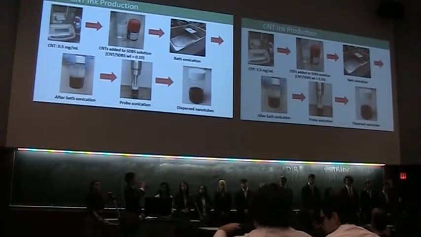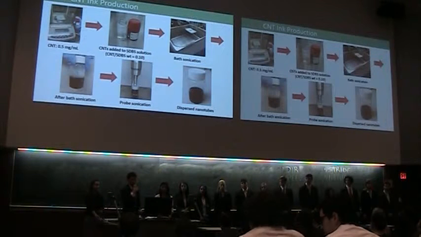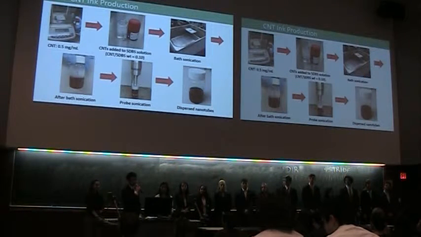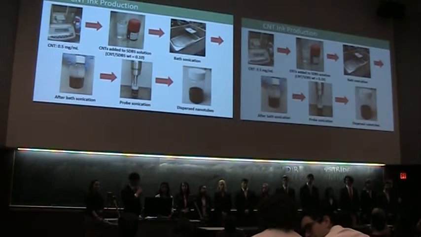This is just a diagram showing how we went about creating our carbon nanotube ink. And we basically mixed the carbon nanotubes with water and a certain amount of surfactant, subjected it to sonication, leading to the final ink, which you see in the bottom right image.